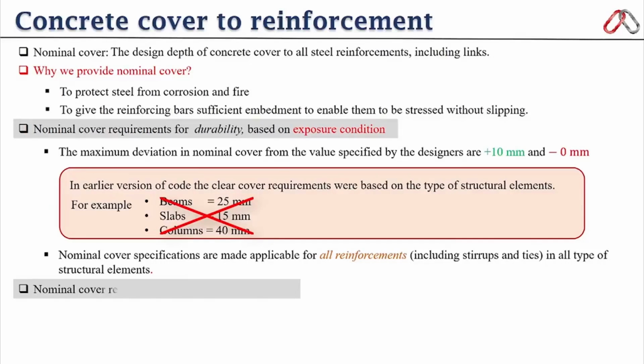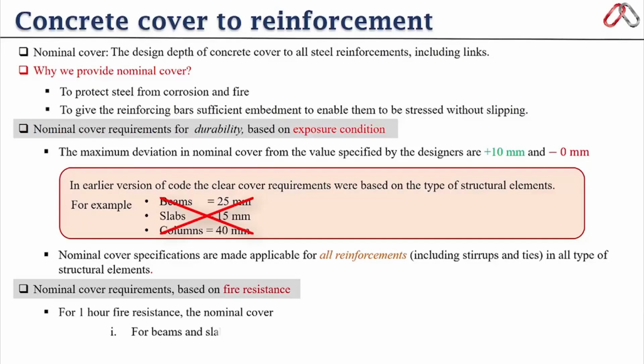Sometimes we have to consider the effect of fire. So nominal cover requirements based on fire resistance are: for 1 hour of fire resistance, the nominal cover for beam and slab should be 20 mm, and for column you have to provide the nominal cover as 40 mm. So I hope you have understood the concept of nominal cover.